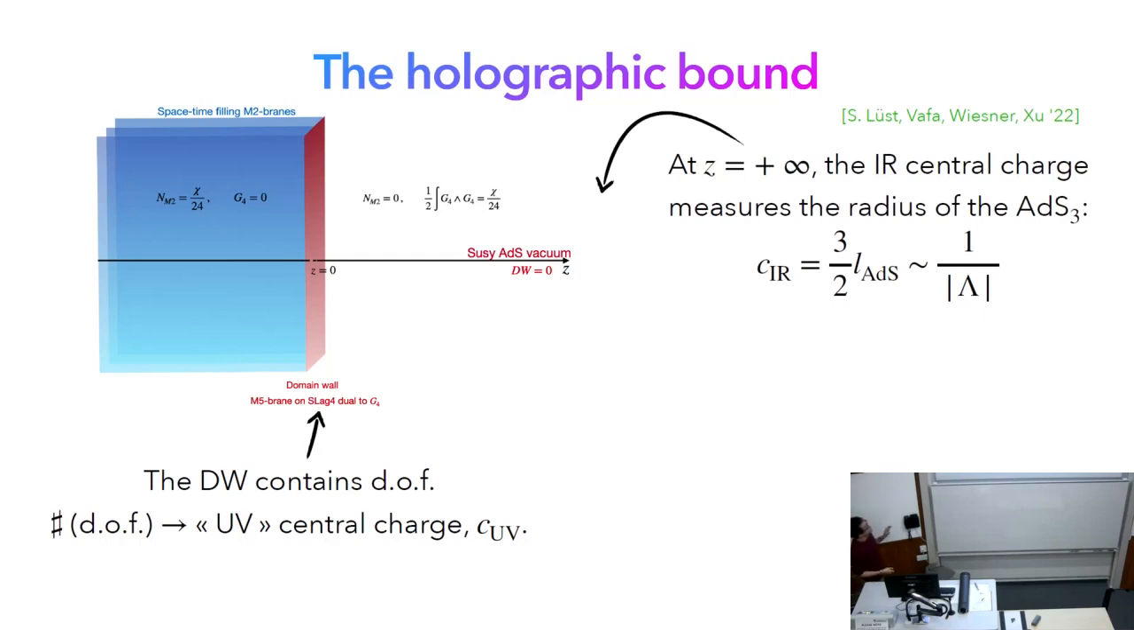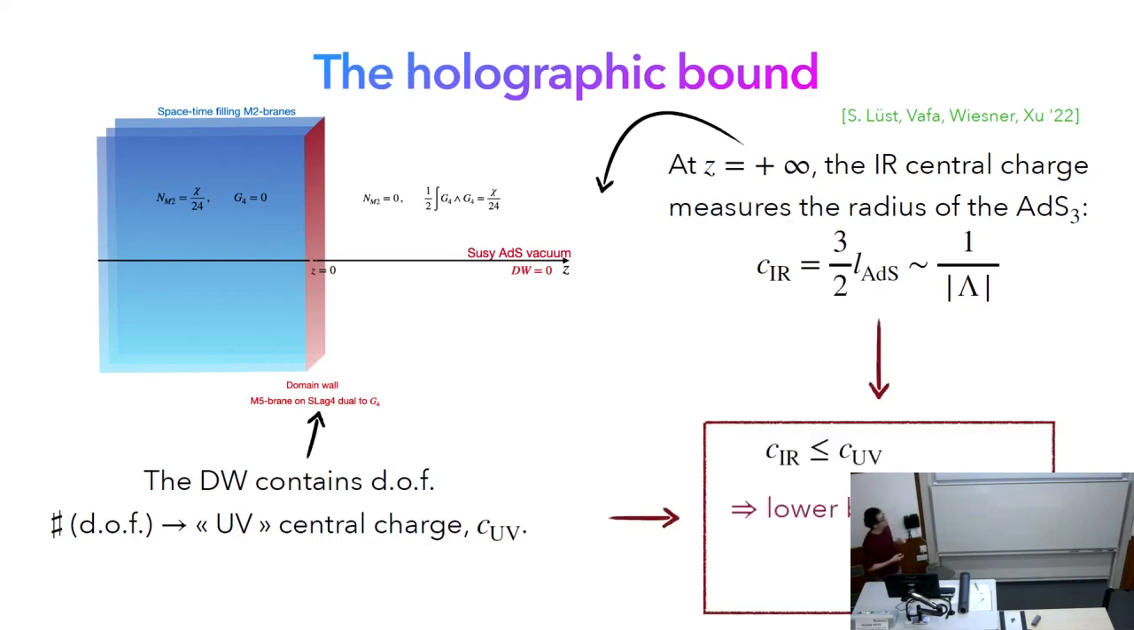So far away from the brane, at z equals infinity, there is an infrared central charge which measures the radius of the AdS3. This time the C_IR would be proportional to 1 over the cosmological constant. But because you would have a c-theorem, the infrared central charge has to be smaller than the ultraviolet central charge. Therefore, you would have a lower bound on the absolute value of the cosmological constant.